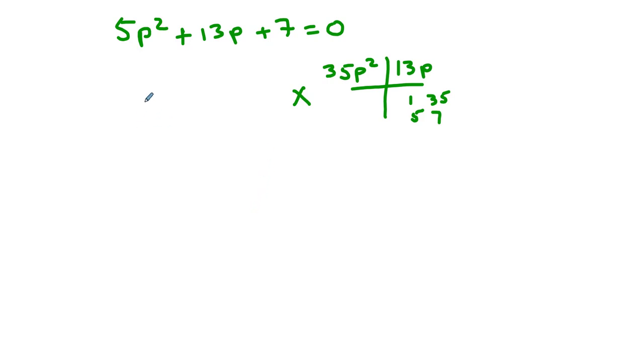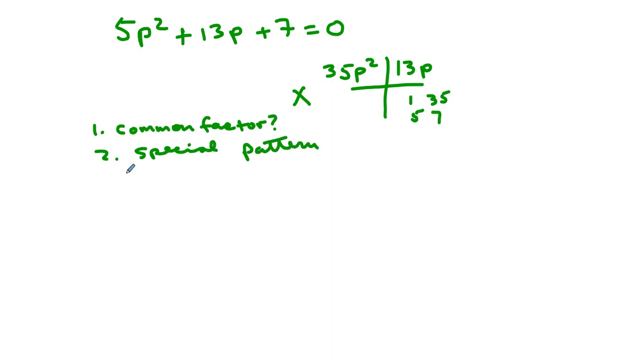So I kind of went through a hierarchy, or a list of things. The easiest thing to do is common factor. If there is one, take it out and then see if that simplifies it. Second step, special pattern. That's perfect square trinomial or difference of two squares. Third step, guess and check.